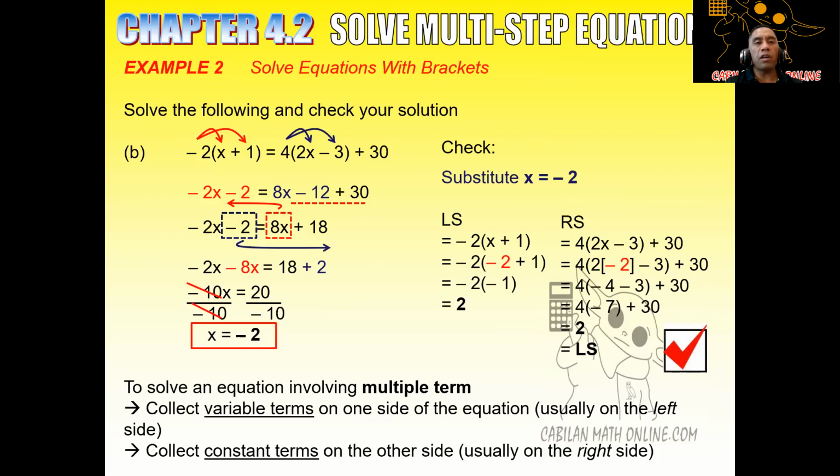All right, so again, when you're solving equations with brackets, you perform the distributive property first, and then you gather the like terms. You simplify and you solve.